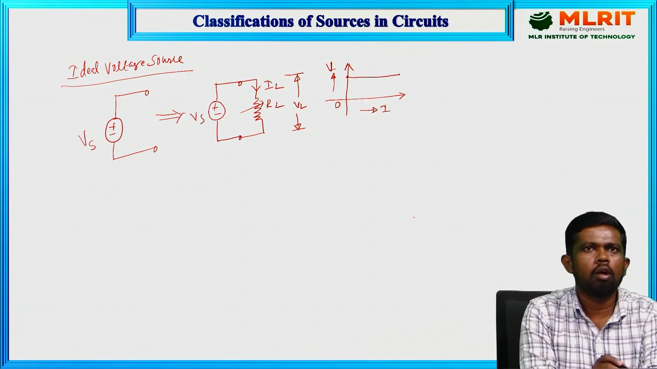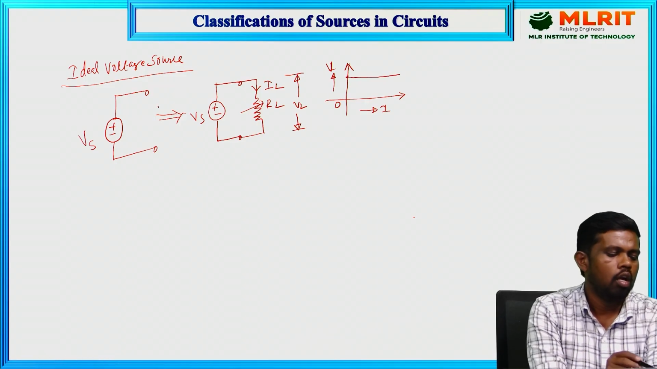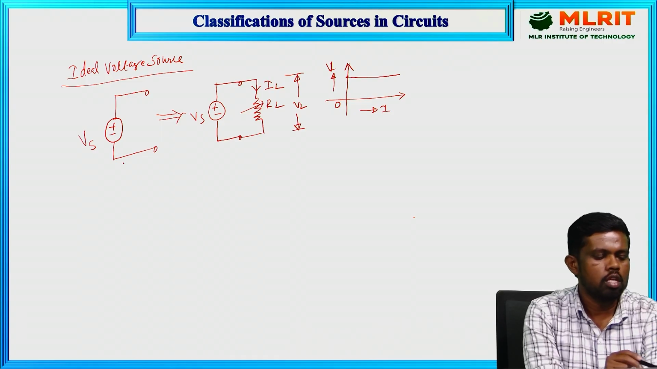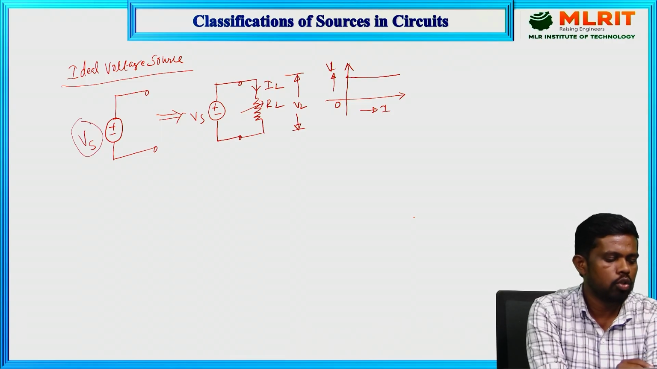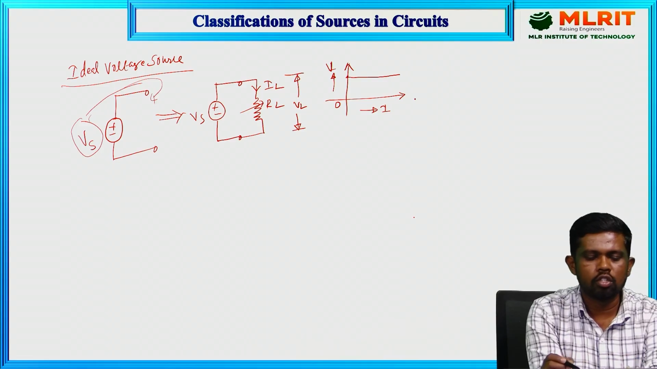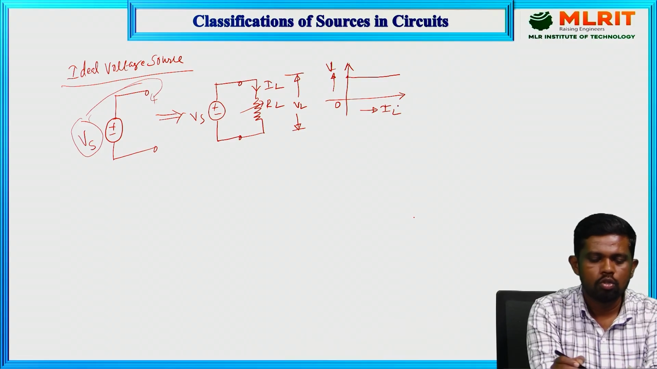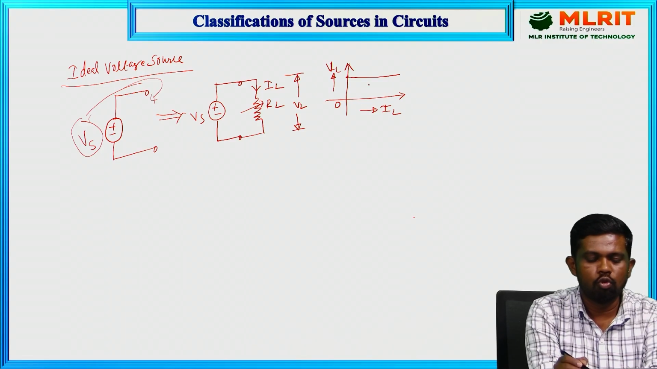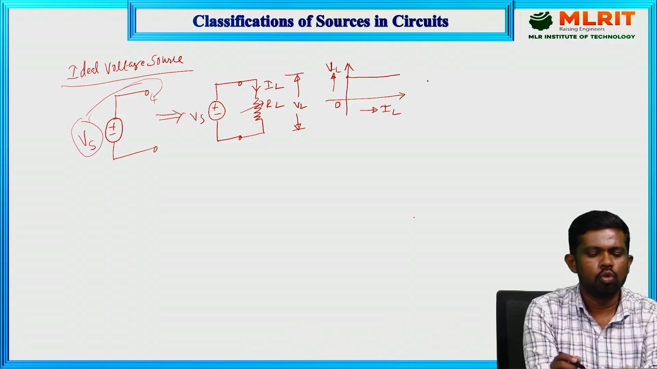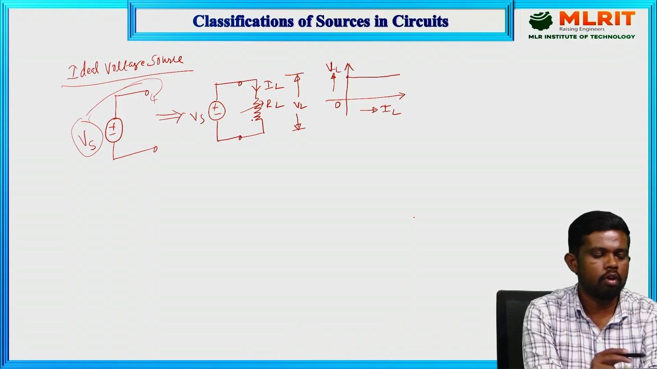This is the property of the ideal voltage source. It is an independent source which delivers a constant or fixed value of voltage to the load terminal, irrespective of the load current variations. So the voltage must be constant. This is the characteristic of the load voltage for an ideal voltage source.